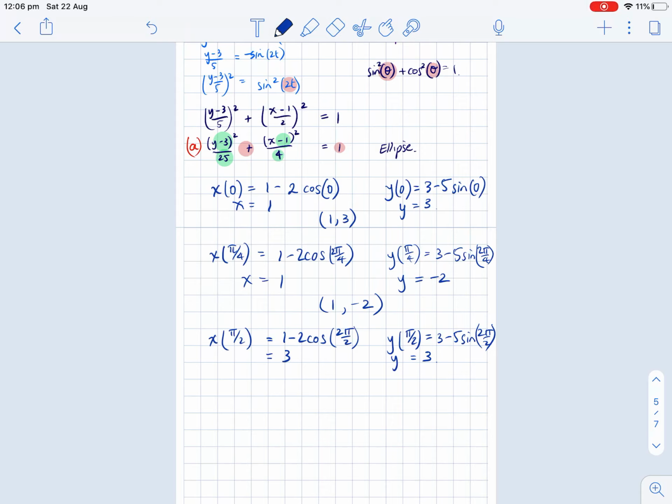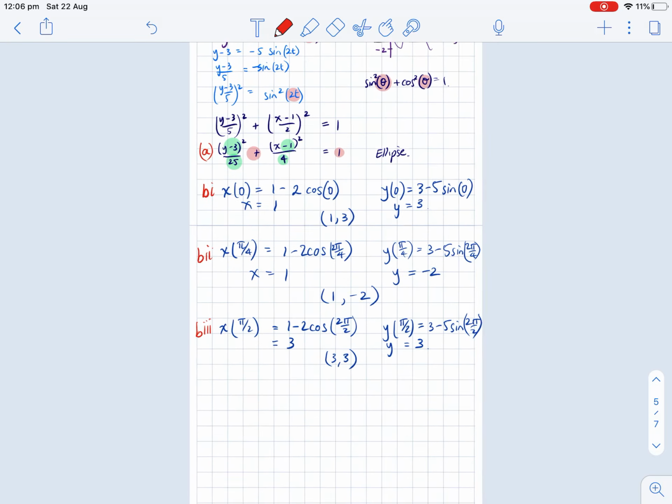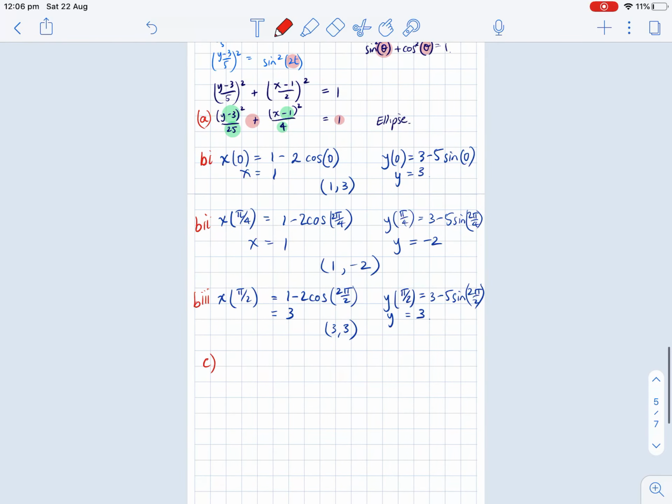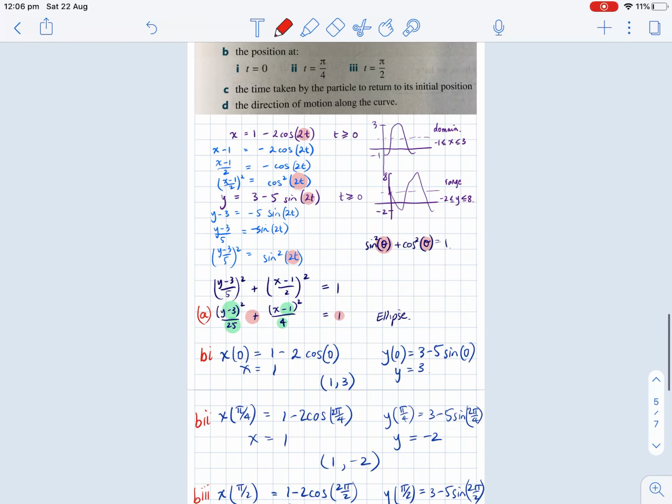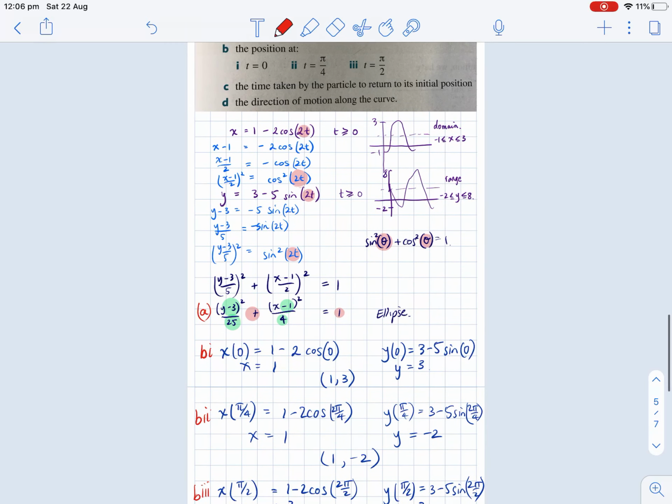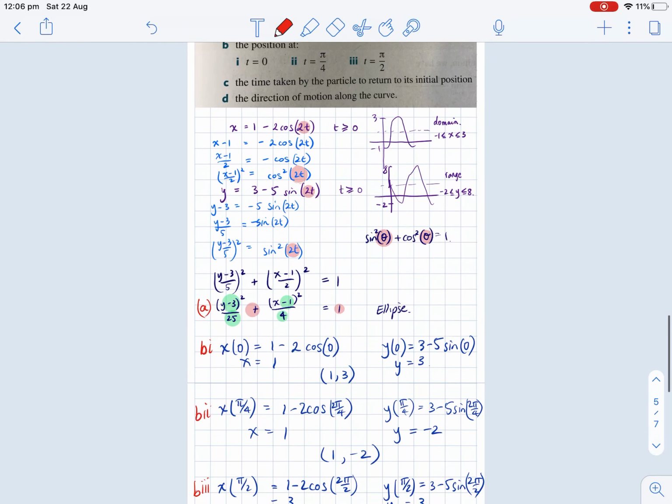Let's now start to work out what is actually going on here in terms of our graph. So this was part B, and I have a feeling that I've made a mistake there, but we'll work that out in a moment. So that's B part 1, B part 2, and B part 3. Alright, and then now let's have a look at C. And C says the time taken by the particle to return to its initial position.